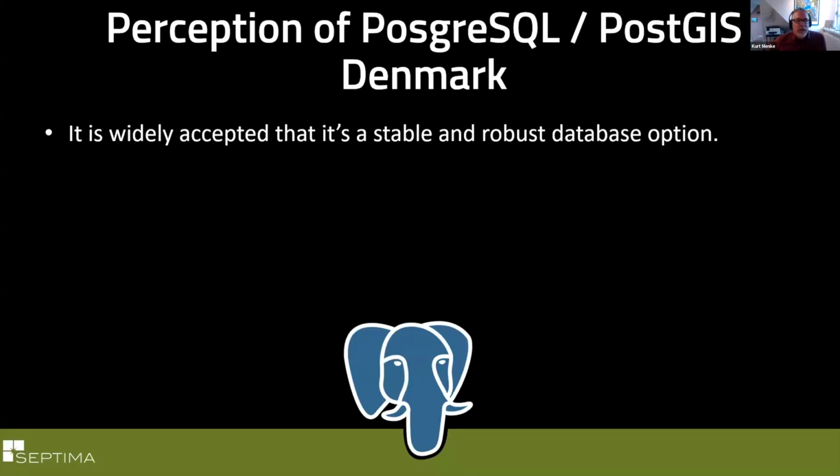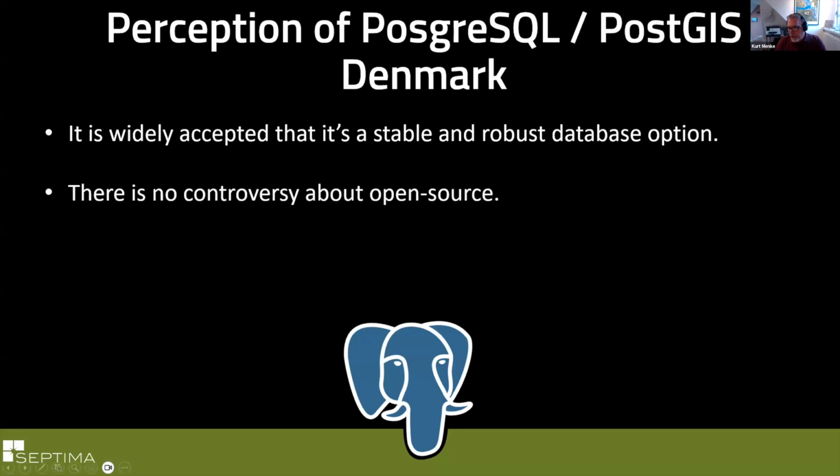So those are the results of the survey, and I wanted to get into a little bit, after being here for 4 years and talking with my colleagues, about the perception of PostGIS in Denmark. So what I like here is that it's widely accepted as a stable, robust database option. So there's no controversy about open source here. There's no fear about security or any of those issues that I kind of ran into in the United States.